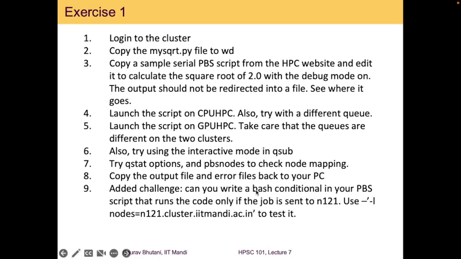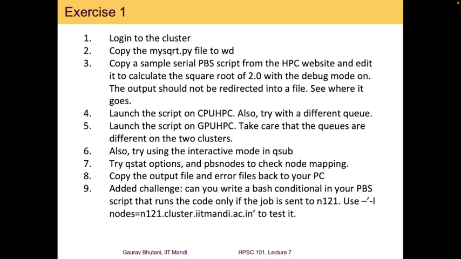And as an added challenge, you write a bash conditional that should only run the code if your job goes to N121. I told you that pbsnodes can be used for some conditional checks as well. So if your job goes to N121, or any node for that matter, you only run that. You can put an if condition in a bash conditional inside the PBS script that you have.